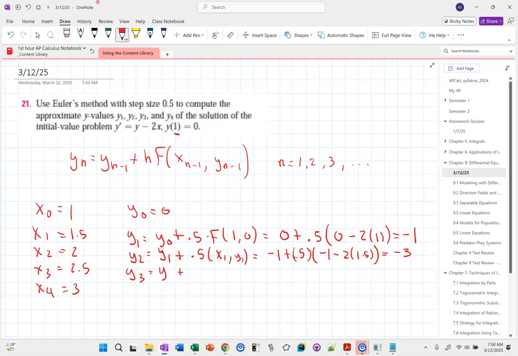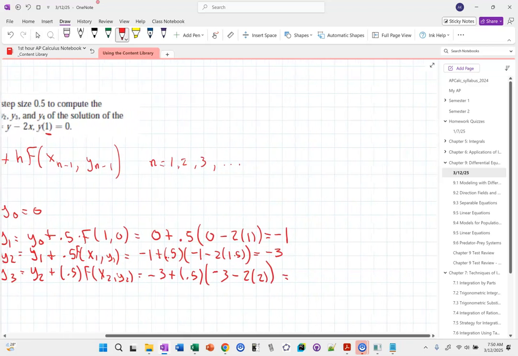Write it this way. Just forgot the f. So y3 is y2 plus 0.5 times f of x2, y2: y2 minus 2 times x2. So that's -4, -7, -3.5, so it's like -6.5.